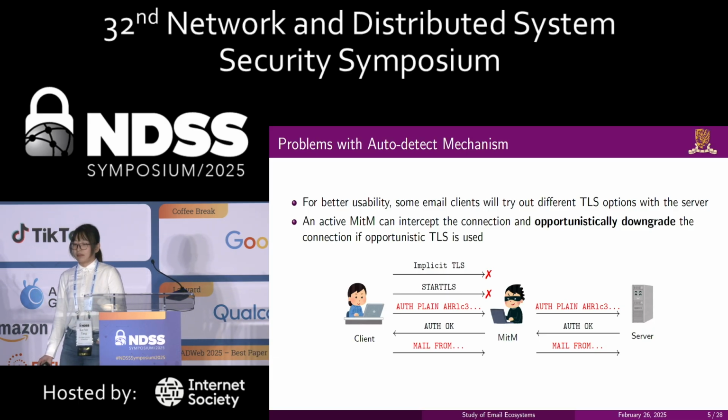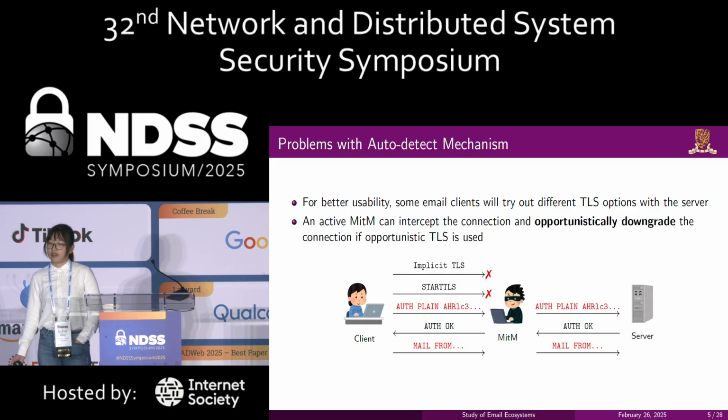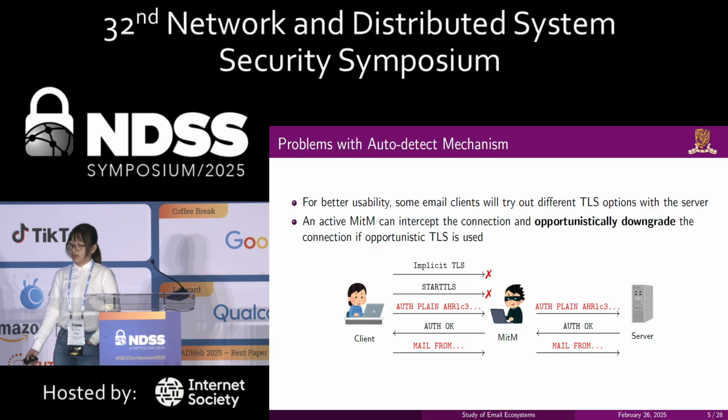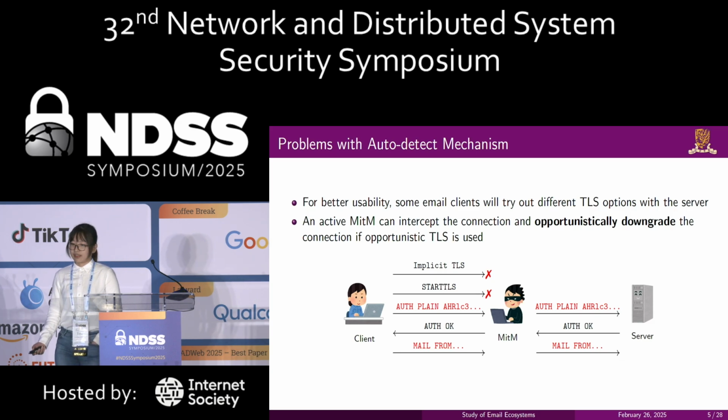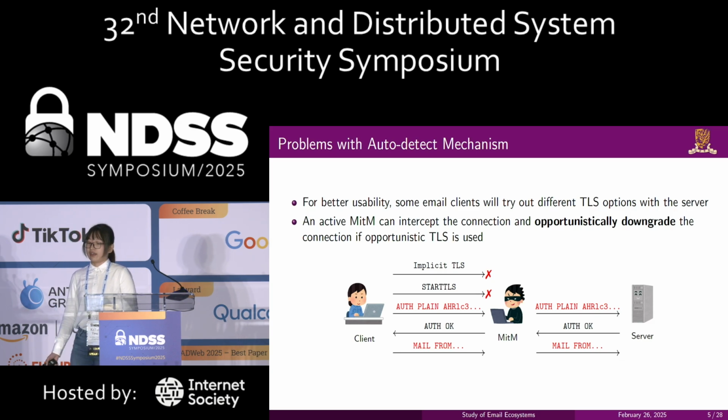There are some problems with the email clients. When the user is trying to configure the email client, they need to input their server information, such as the domain, their email address, password, etc. For better usability, the clients will try out different TLS options with the server. That's what the previous session called heuristic guessing. So the man in the middle can intercept the connection and block the traffic, downgrade the connection, and grab the user credentials in the unencrypted traffic.